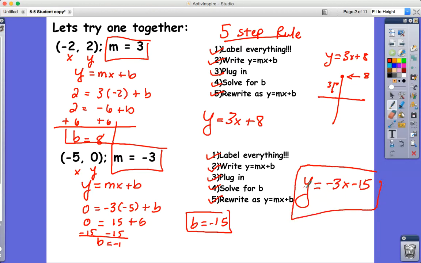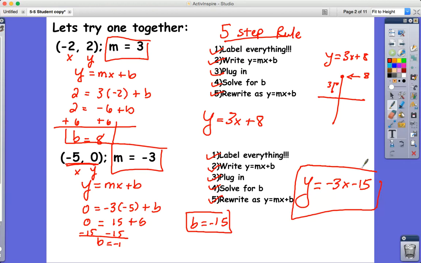of the line in slope-intercept form through this point with this slope. If I were to graph this point and keep going down 3 over to the right 1, it will eventually cross at -15 on the y-axis with a slope of -3. So this is what you're going to do.